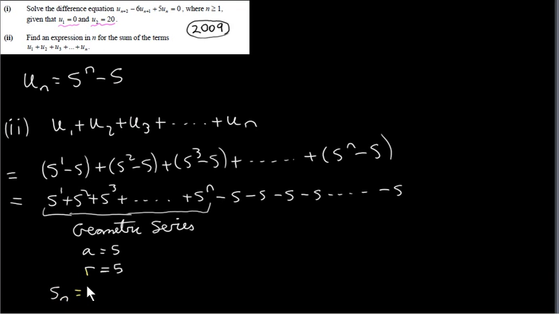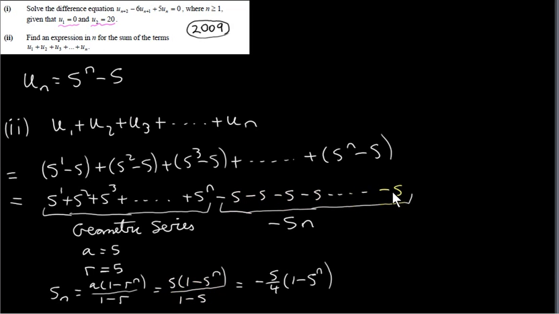Sn for a geometric series is a into 1 minus r to the power of n divided by 1 minus r. So a is 5 into 1 minus 5 to the power of n divided by 1 minus 5.